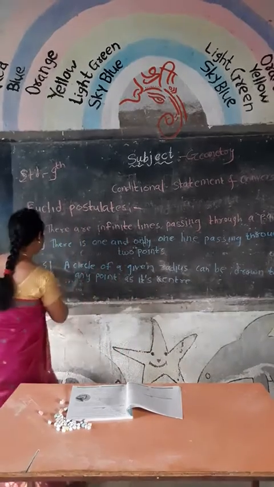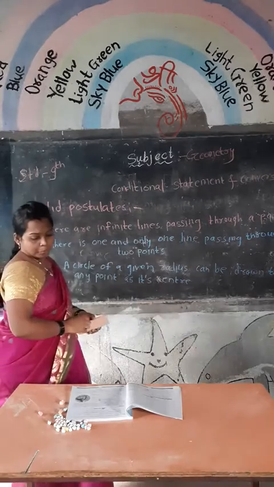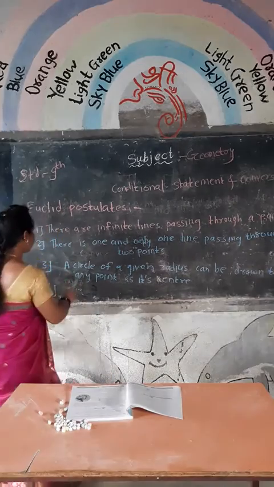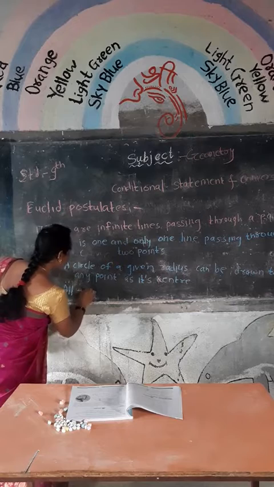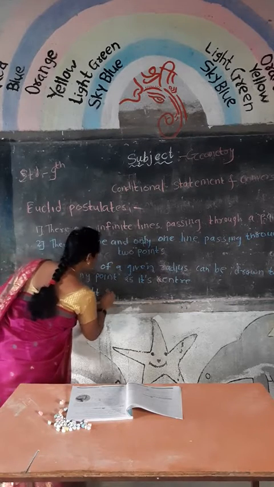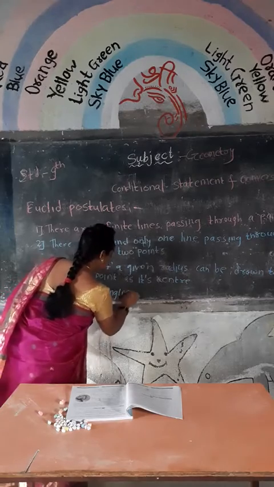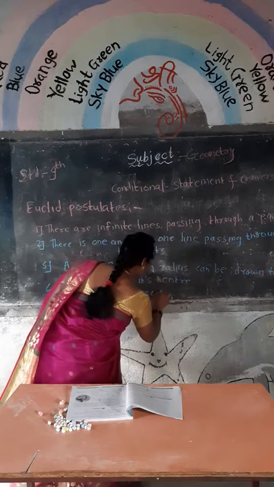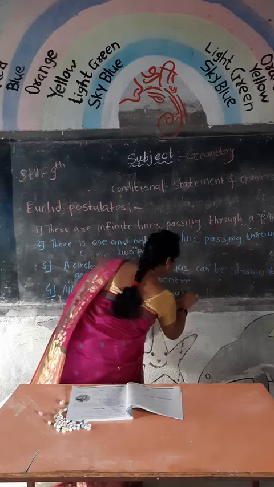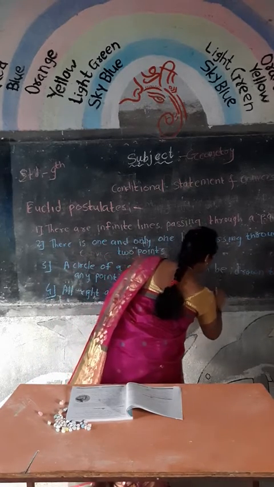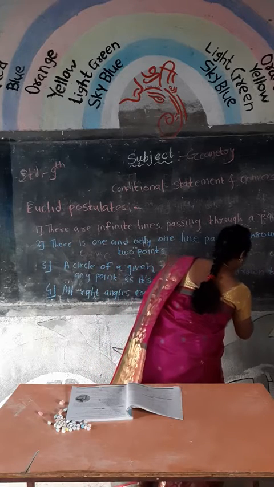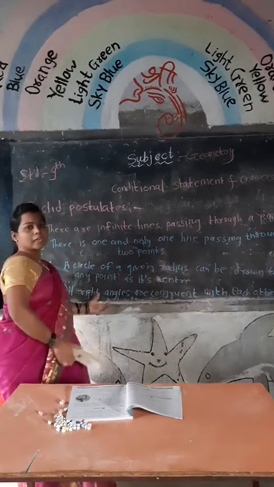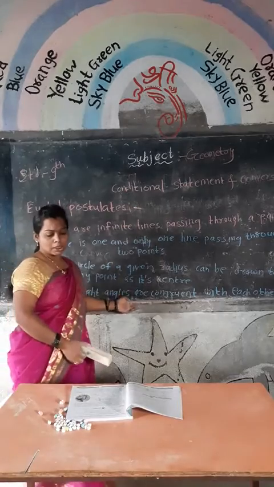The fourth postulate is: all right angles are congruent with each other.